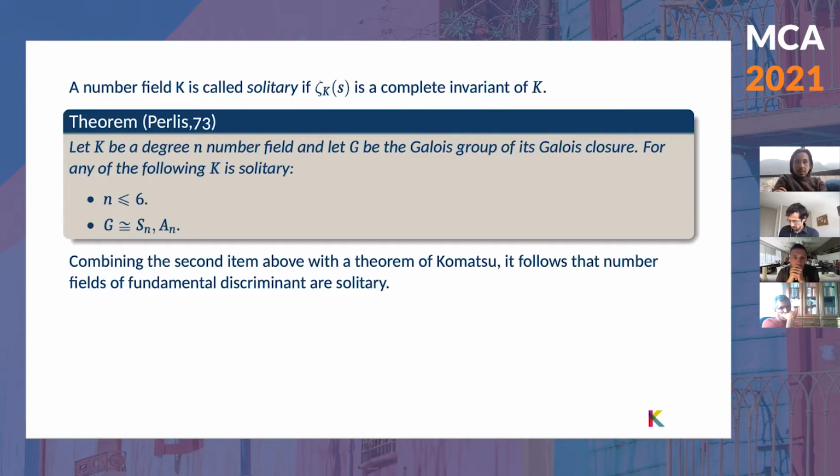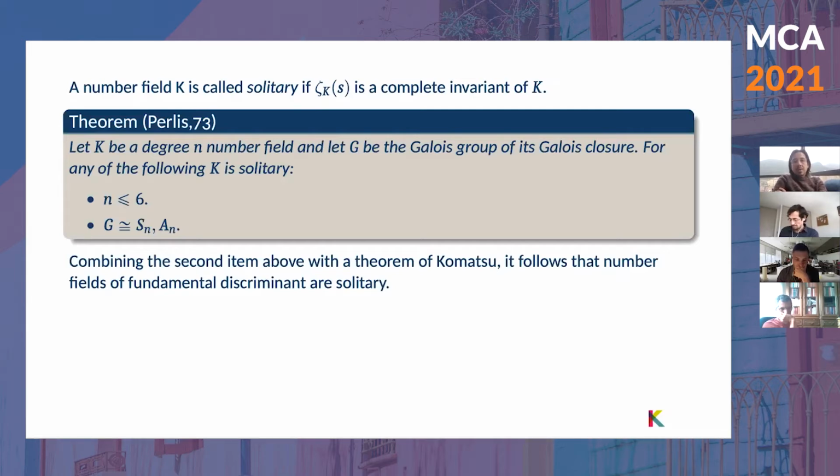By definition, a number field is called solitary. This is the definition of Perlis. If the zeta function determines the isomorphism class of the field. Now, Perlis was able to prove using this group theoretical categorization that if the degree of the number field is less than or equal to 6, or if the number field is an S_n number field or A_n number field, then the number fields are solitary.